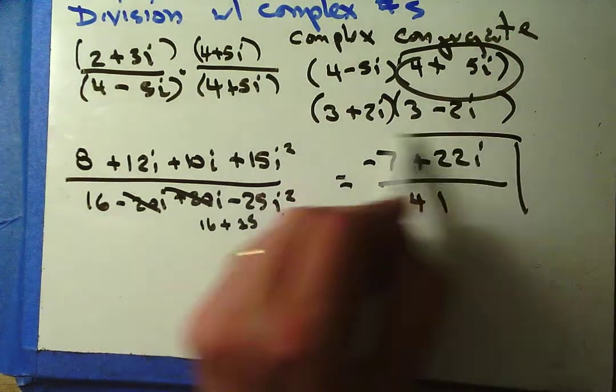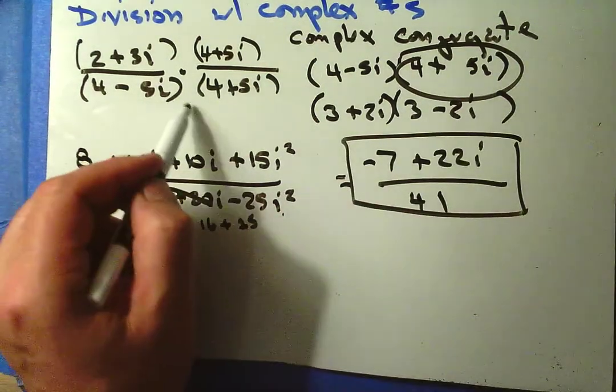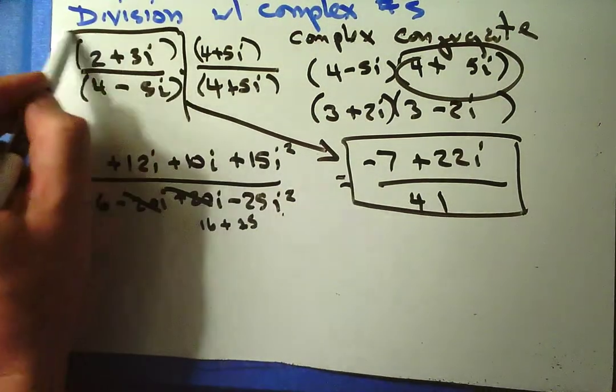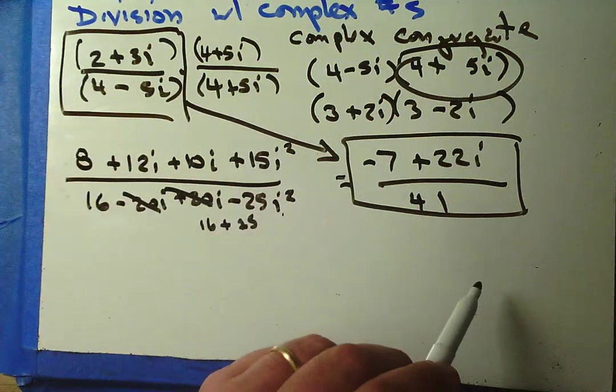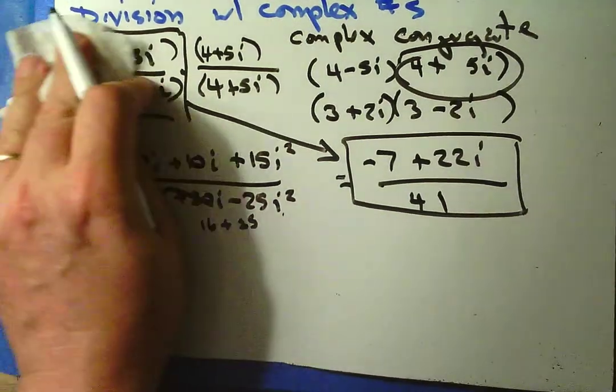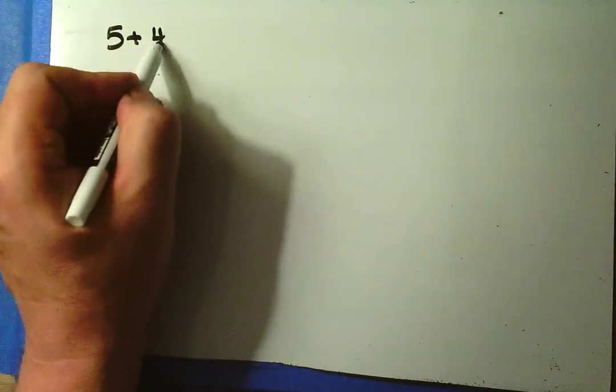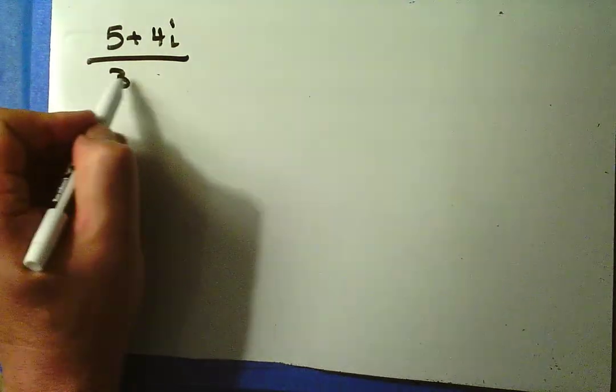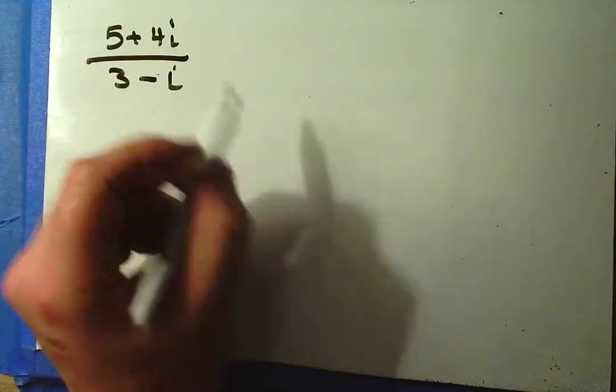And so that is the result of my division. It's really just rationalizing the denominator. Okay? Let's do one more of those. And then there's one other problem we need to look at. So if I have 5 plus 4i over 3 minus i.